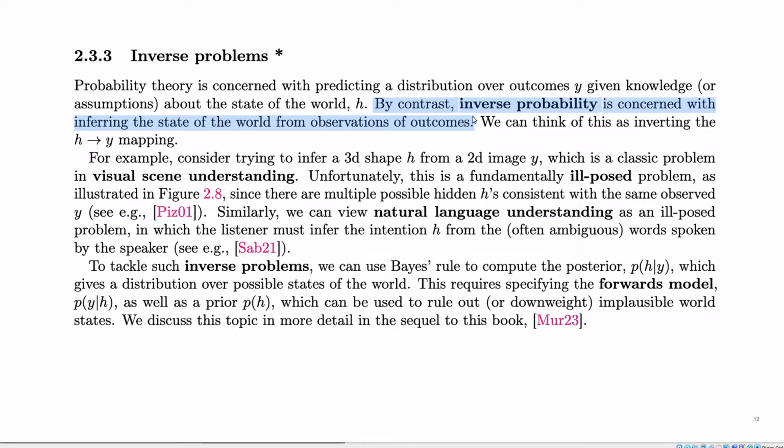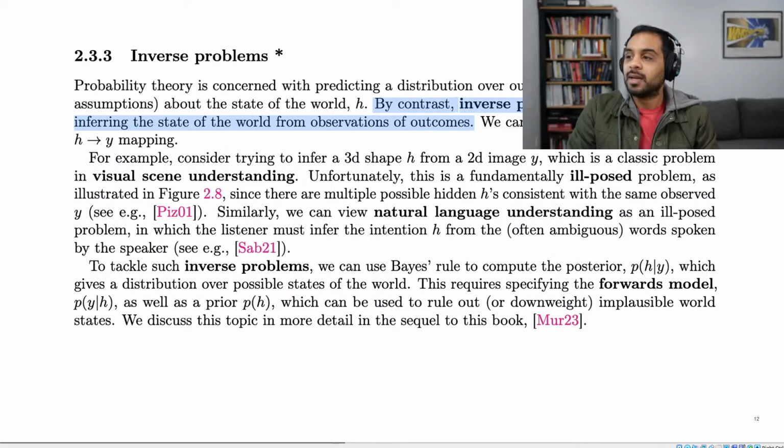By contrast, inverse probability is concerned with inferring the state of the world from observations of outcomes. In my line of work, this second thing, inverse probability, is much more interesting than probability theory. Probability theory largely is you have all these probabilities that are predefined. They come from somewhere. When you're reading a textbook, you usually don't know where they come from. They're just given to you.